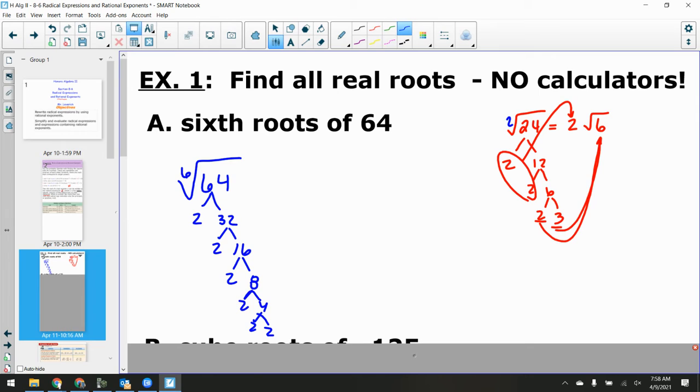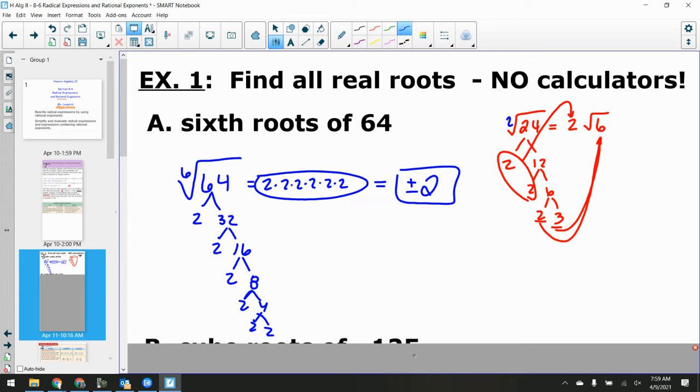All right. Well, that means I've got 2 times 2 times 2 times 2. 1, 2, 3, 4, 5, 6. Hey, look at that. Do you see how I have buddies? I have one set of 6 twos. So that means that the sixth root of 64 is 2. However, even index, positive radicand, plus or minus 2. Because isn't negative 2 also a sixth root of 64? Yeah.